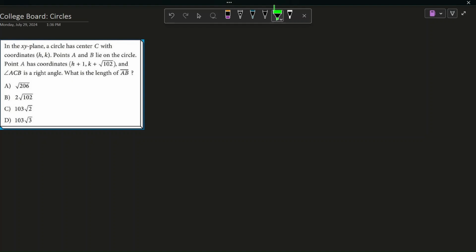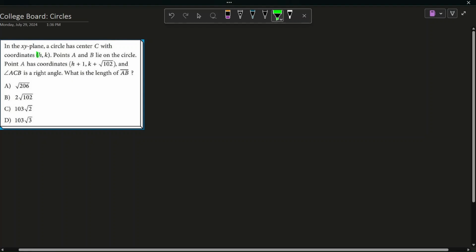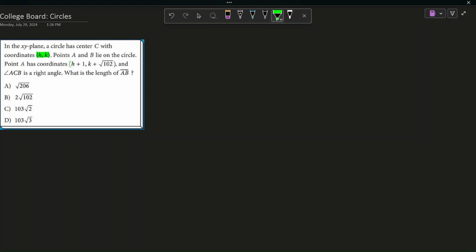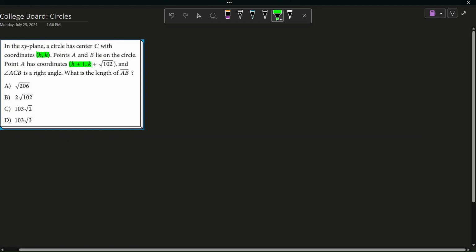And today I have a question that I found on College Board's Instagram page. The question reads, in the xy plane, a circle has center C with coordinates h, comma k. Points A and B lie on the circle, and point A has coordinates h plus 1, comma k plus square root of 102. And the angle ACB is a right angle. What is the length of line AB?